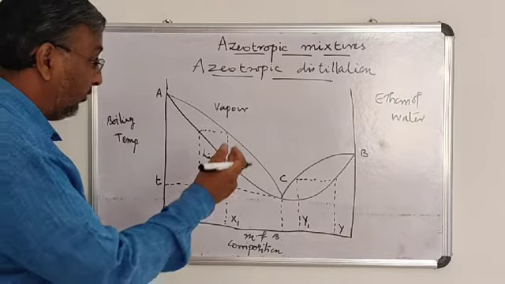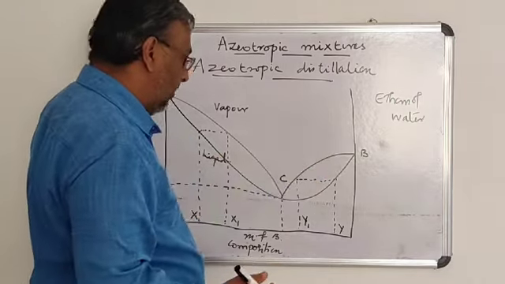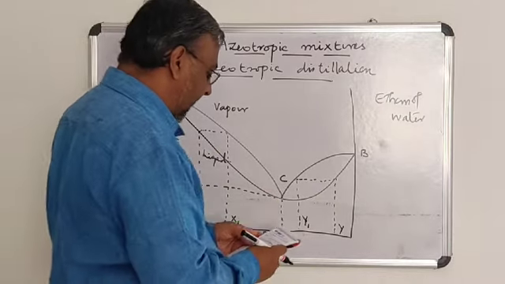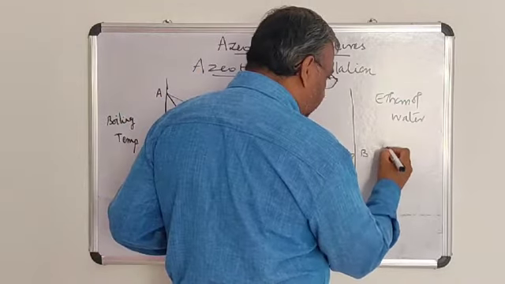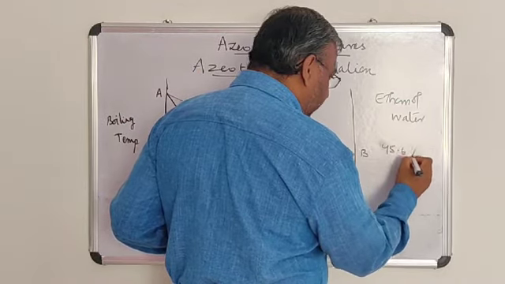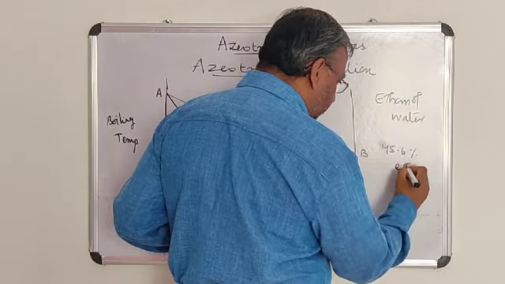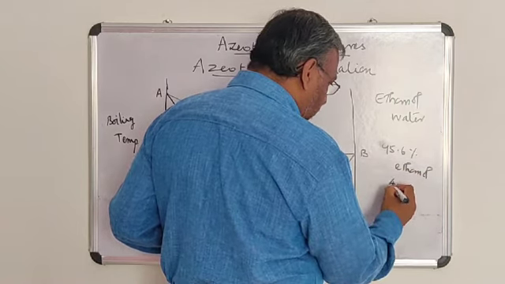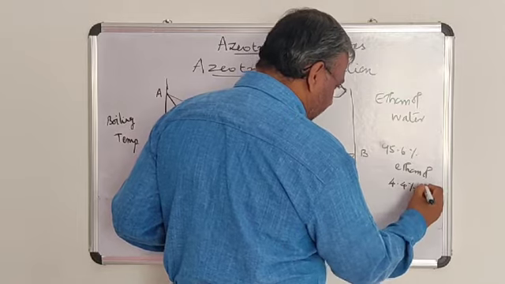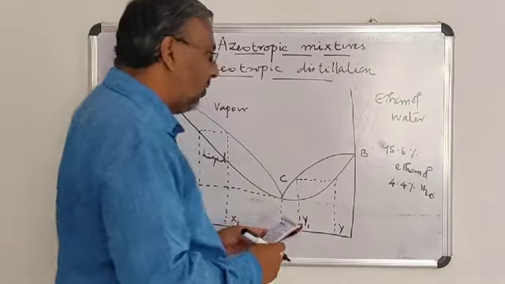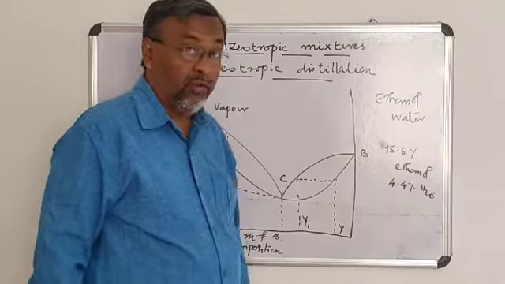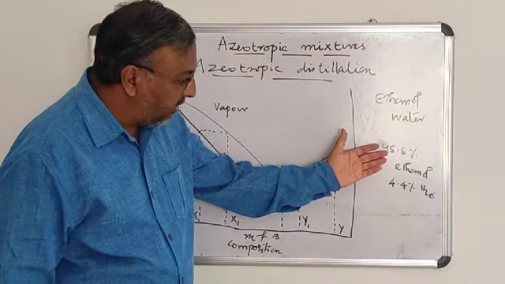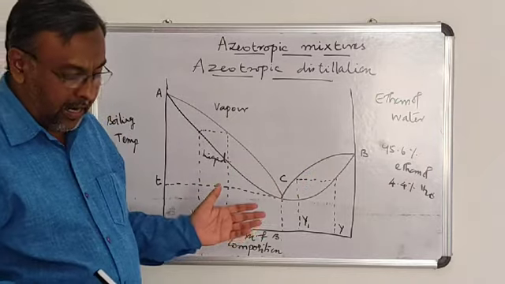It will form an azeotropic mixture. Okay, at point C, it will form an azeotropic mixture with a composition of 95.6% ethanol and the remaining 4.4% water.